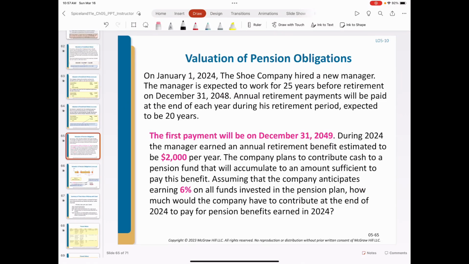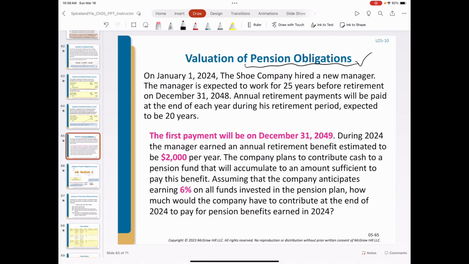We can also apply present value or future value of annuity in the financial reporting for pension obligations. In the next semester, Intermediate Accounting 2, you will be introduced to the topic of pensions, defined contribution and defined benefit plans. So here I just use this simple example as a valuation of pension obligations or a liability.